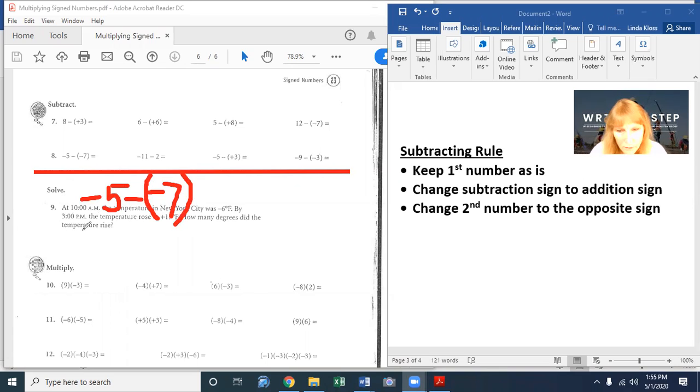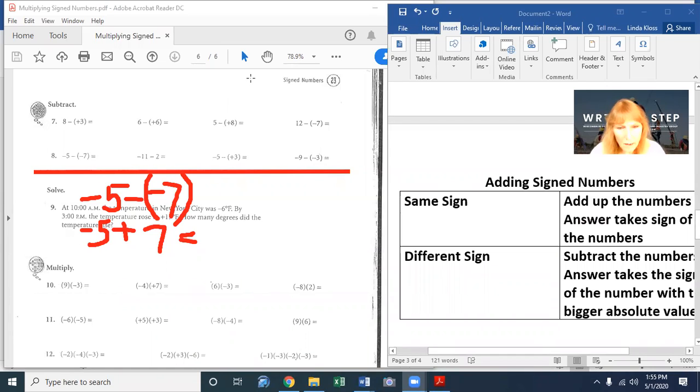So we're going to keep the first number the same, negative 5. We look at the rules on the right there. We're going to change the subtraction sign to addition. And we're going to make the second number the opposite sign. So it's currently a negative 7. We're going to make it a positive 7. And now we follow the addition rules, right? So let's bring those up for a minute.